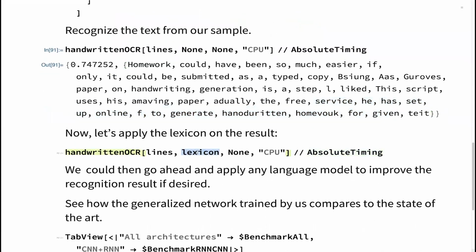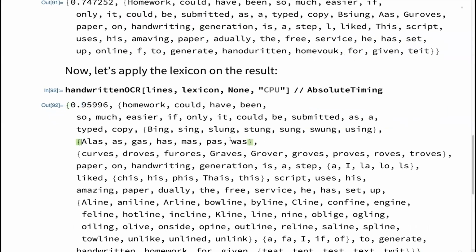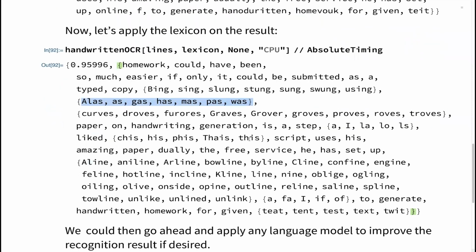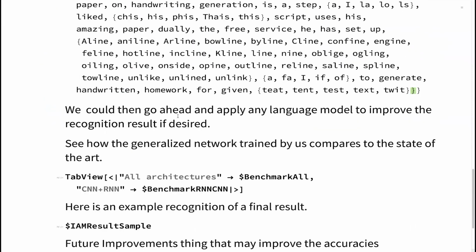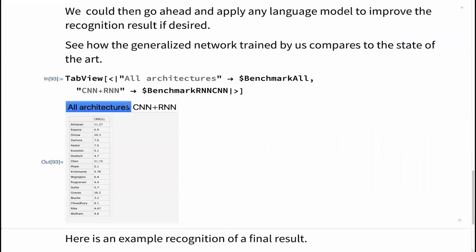We could also apply the lexicon, which is a very trivial lexicon that I used. We see that the time jumps up a bit, but now we get some alternatives to the recognition. And we could go even further and take any language model to improve the recognition based on this suggestion from the lexicon model or whatever.